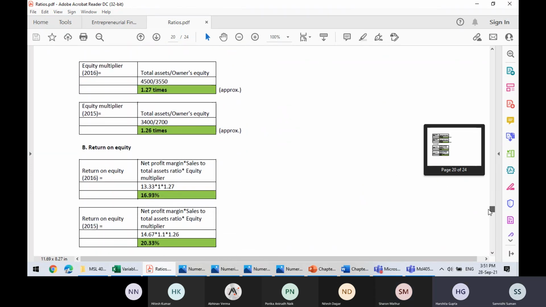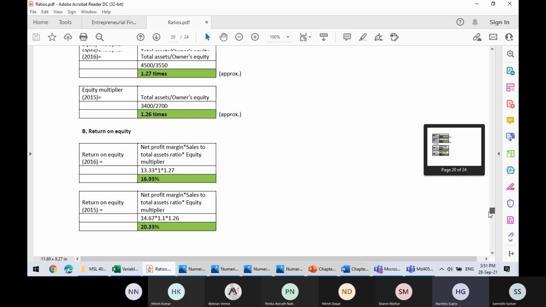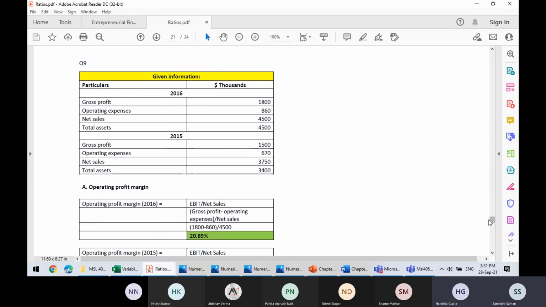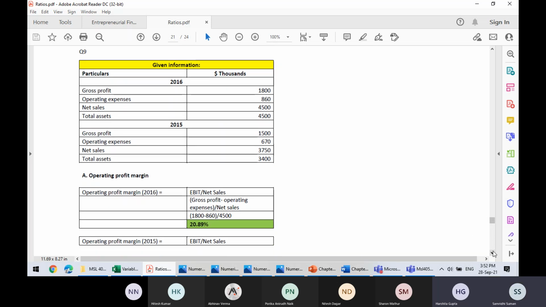Fine. Let's just go to question number 9 first. Yeah, this is the information that is given to us in the question. And again, EBIT by net sales, you defined it correctly, Sharon. So how can you calculate it? Just deduct operating expenses from gross profits, and you will be left with operating profits. Then divide by net sales, you'll get that percentage. Similarly, we can calculate it in 2015.